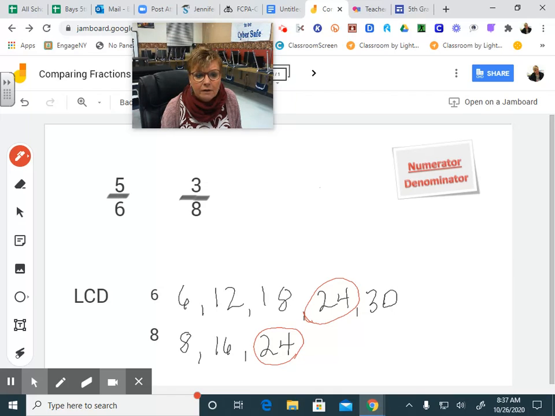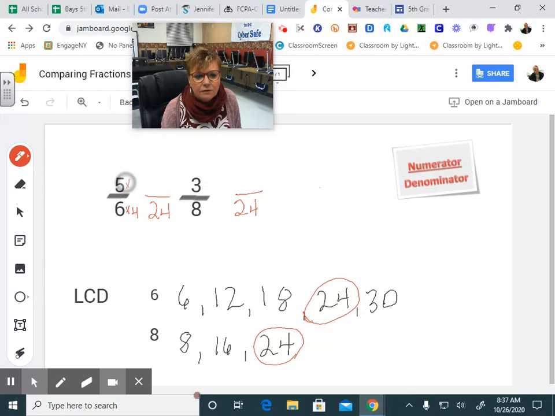So I want to make this 5/6 into 24ths. And I want to make this 3/8 into 24ths. How do I do that? Remember, I can multiply. 6 times what equals 24? Well, we just said 1, 2, 3, 4. So 6 times 4 equals 24.